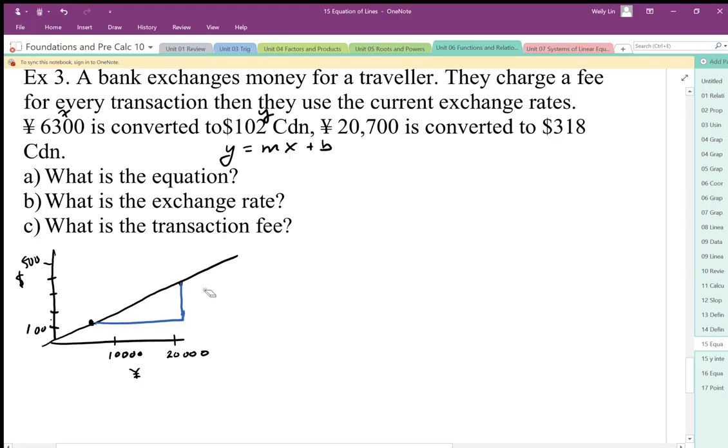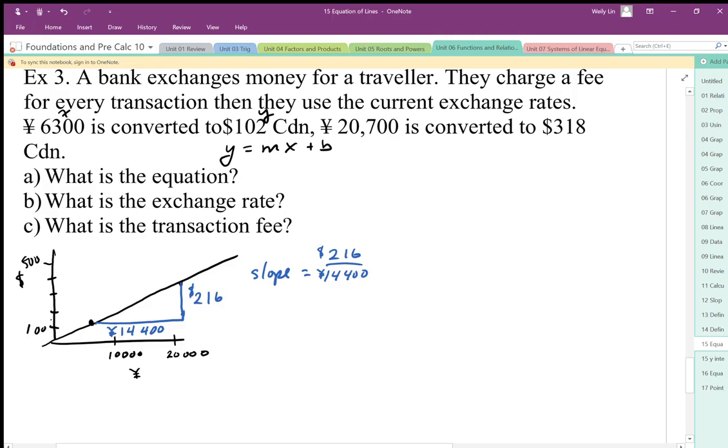Sorry, that's not my y. My change in y is going to be 318 minus 102, so $216. Okay, and the change in x is going to be 14,400 yen. Okay, so then my slope is going to be $216 per 14,400 yen.